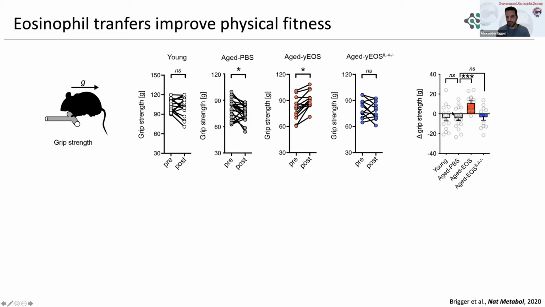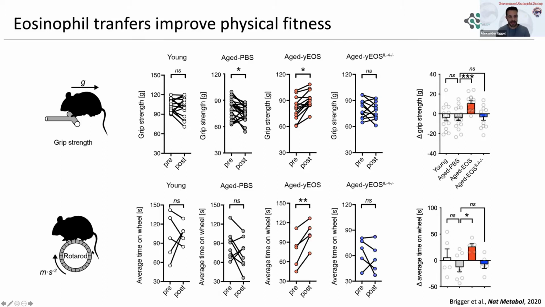So here is the delta of pre versus post treatment for grip strength. And then the same picture was also true for the rotarod, in which only the eosinophil-treated mice performed better.